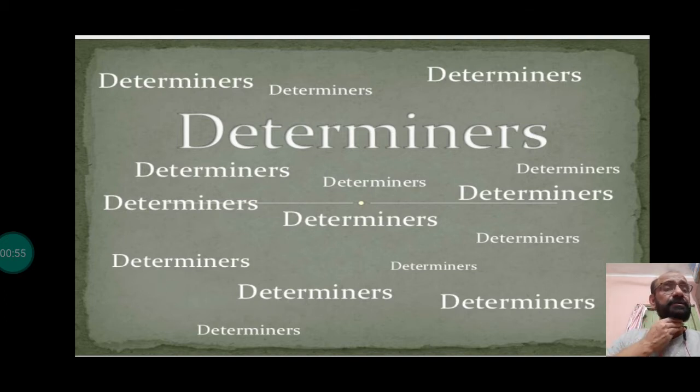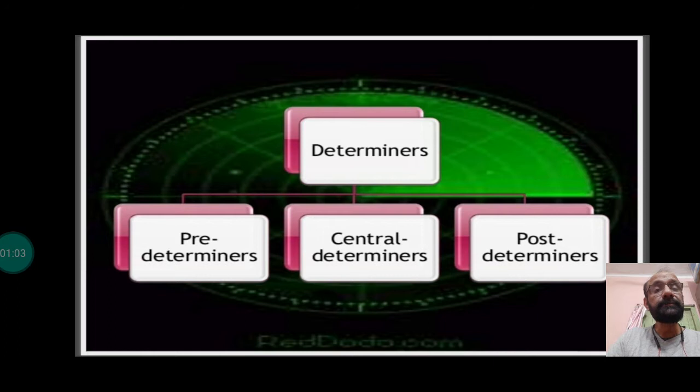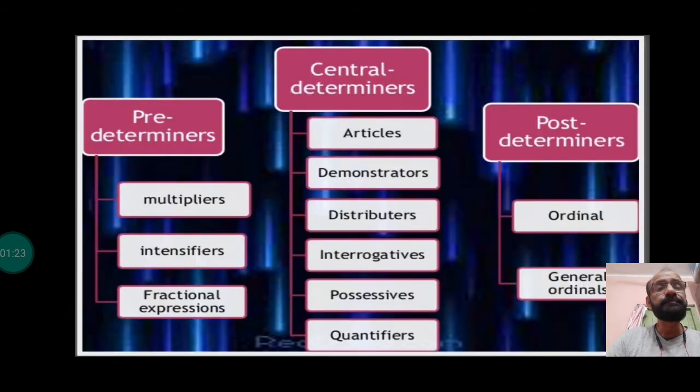It gives clarity to speech. A sentence becomes more meaningful. A person is able to understand clearly the intention behind speaking. Now, determiners can be broadly divided into three types. There are predeterminers, central determiners, and post-determiners. We will be concentrating on the central determiners. That's a part of your syllabus. Predeterminers and post-determiners we will be taking up later in higher classes.